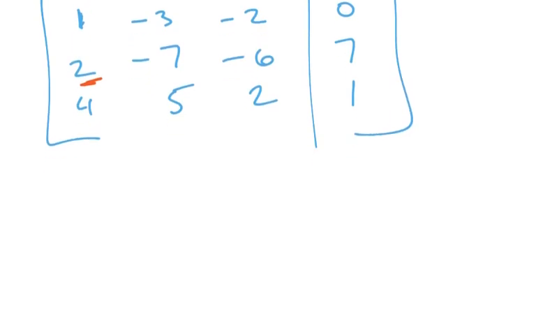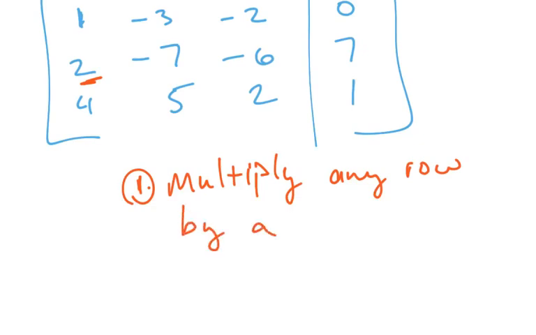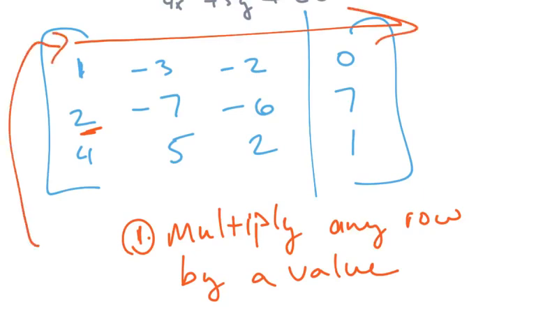Now, there are 3 ways that I can play with this. One thing you can do is you can multiply any row by a value. So I can multiply, for example, row 1 by -2. By the way, rows are across. Think of you're going into the movies and you're going to go sit in your row. Columns are up and down.